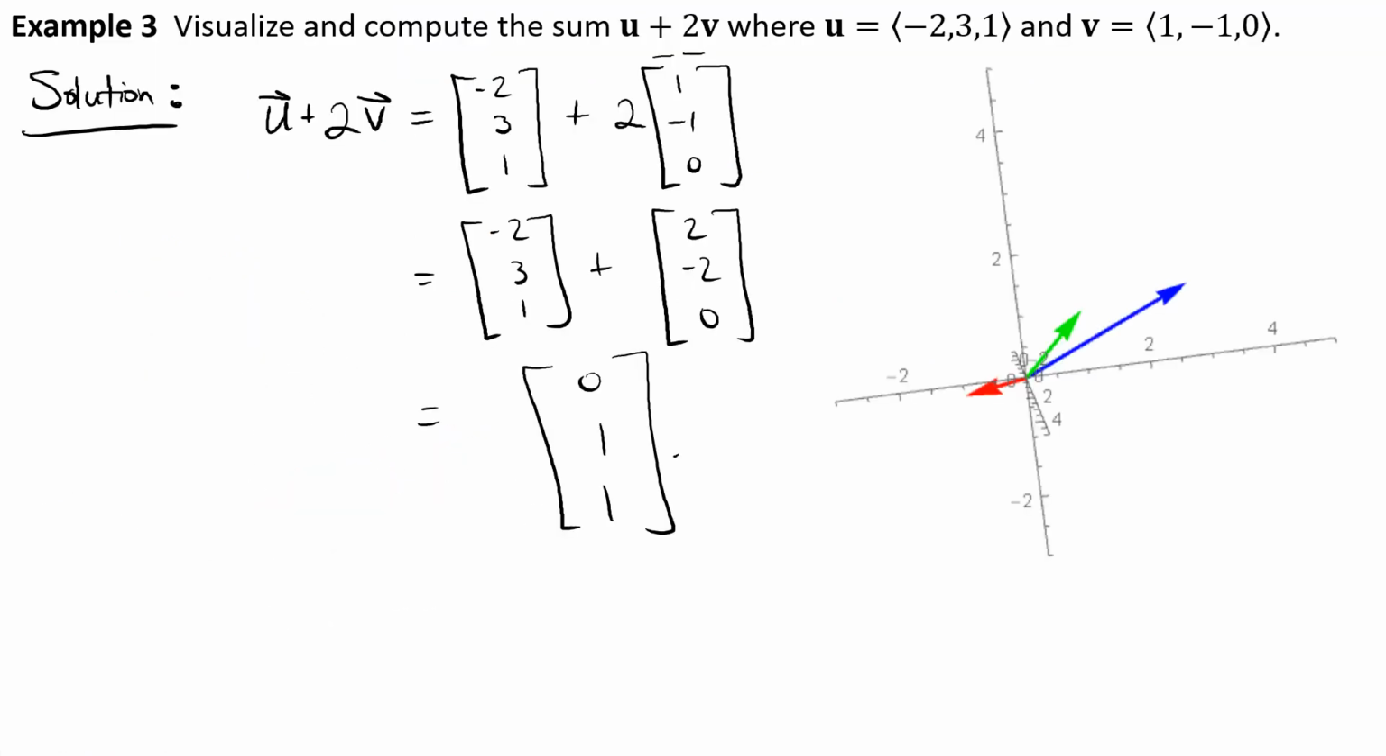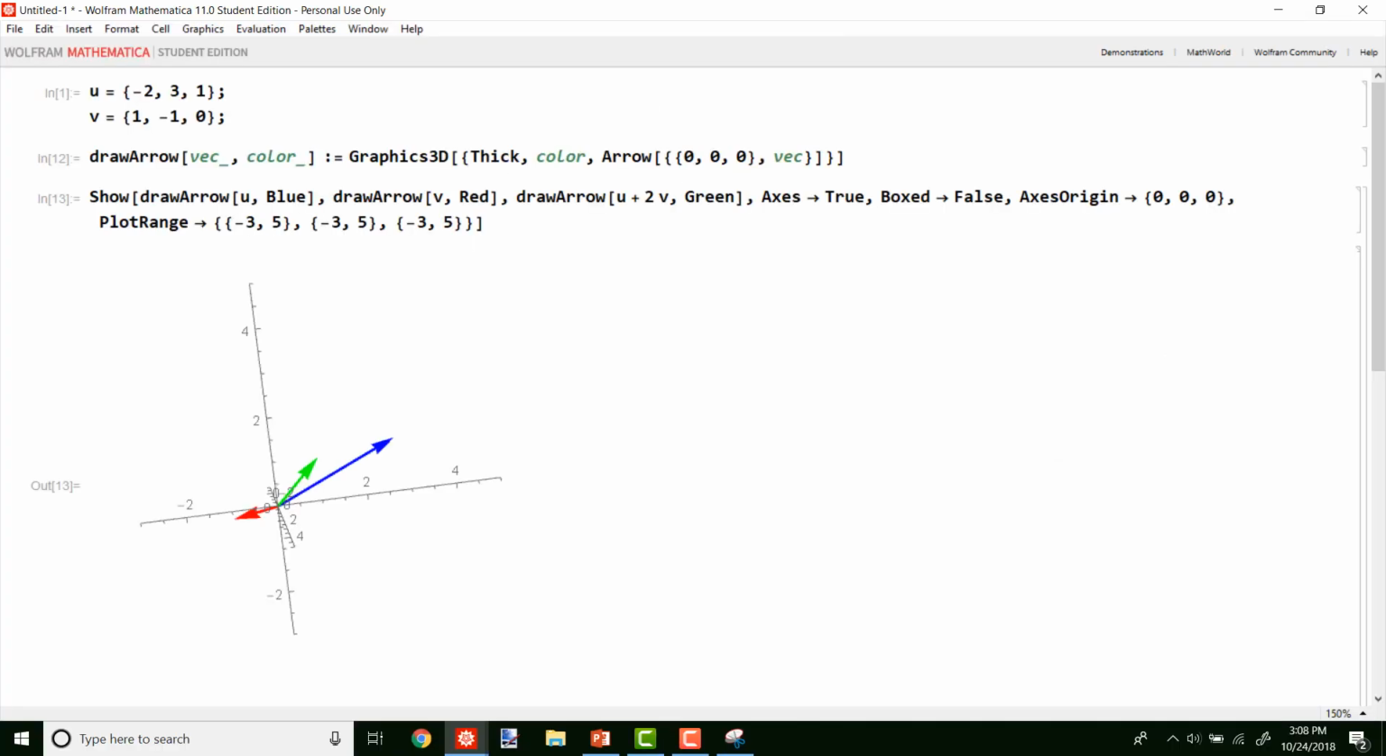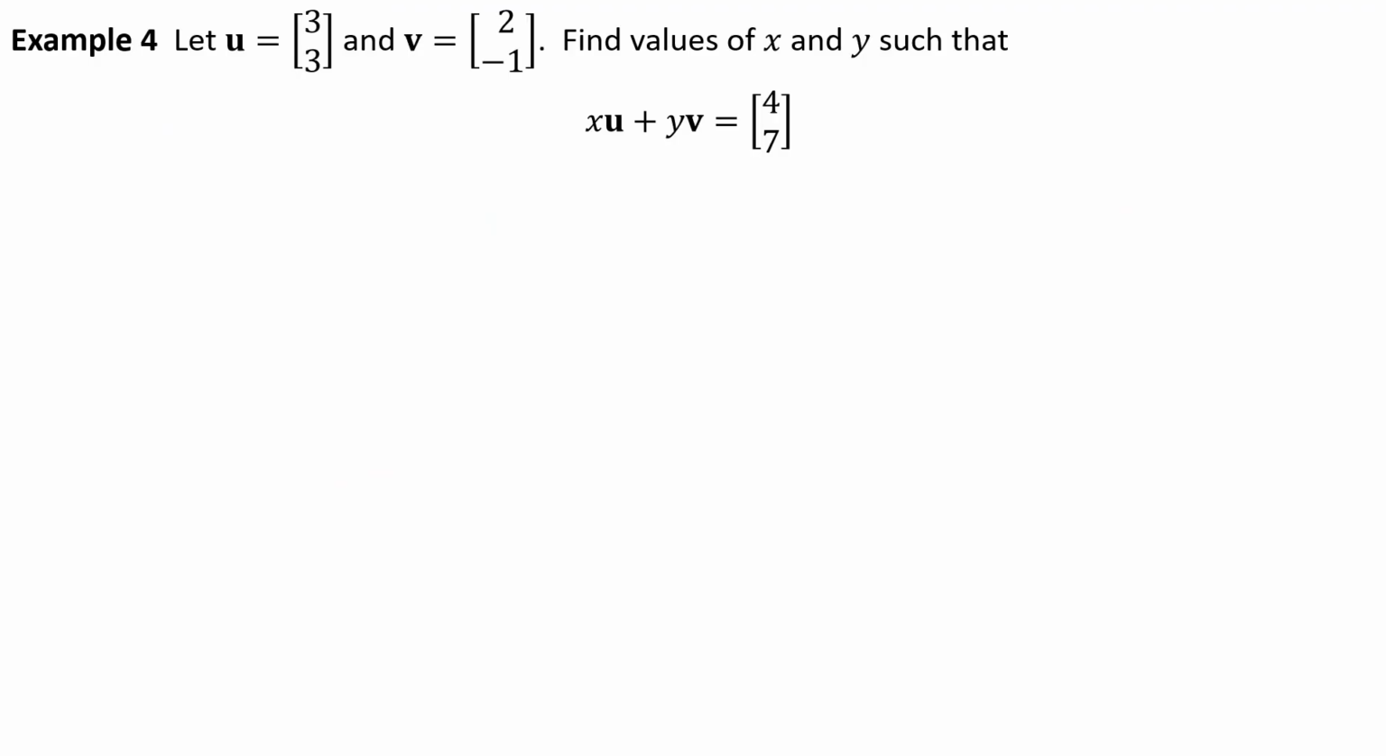So with the help of my computer to give me a better graphic, this is the x-axis, this is the y-axis, and this is the z-axis. This is the vector u, this is the vector v, and if we take u plus 2v, we get the resultant vector u plus 2v, which I've visualized by moving the vector 2v so that its tail is at the tip of u. The software that I used here is called Mathematica.